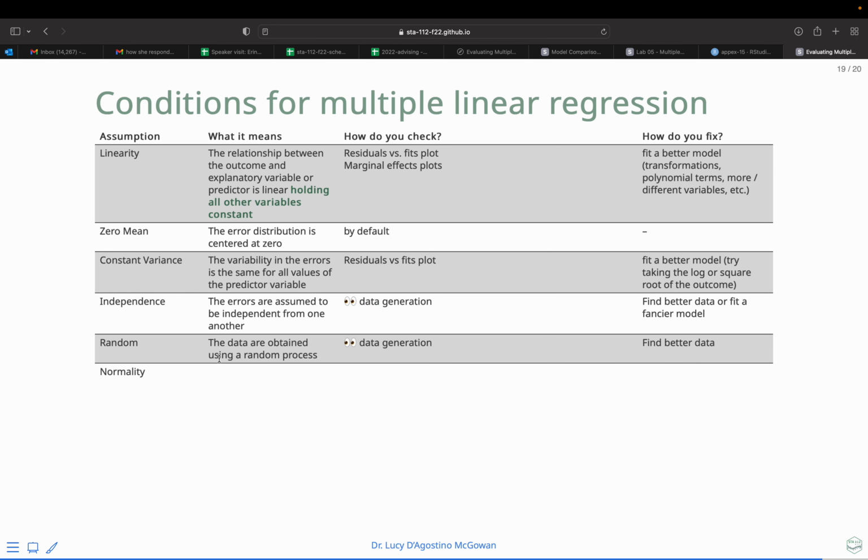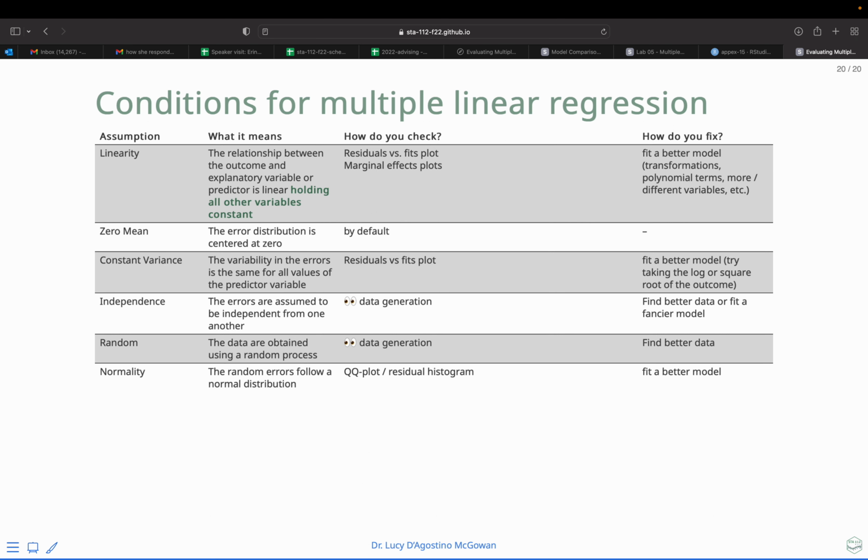And the next is randomness. This is basically that the data is obtained using a random process. Again, this has to do with the data generation. If you had deterministic data, then maybe you really don't need statistics because there's a deterministic relationship between your variables. But if you really were interested in trying to understand some kind of random process, then maybe you need to find some different data.